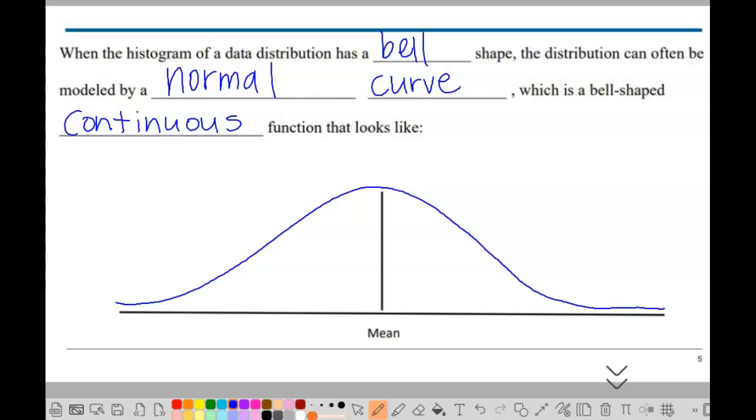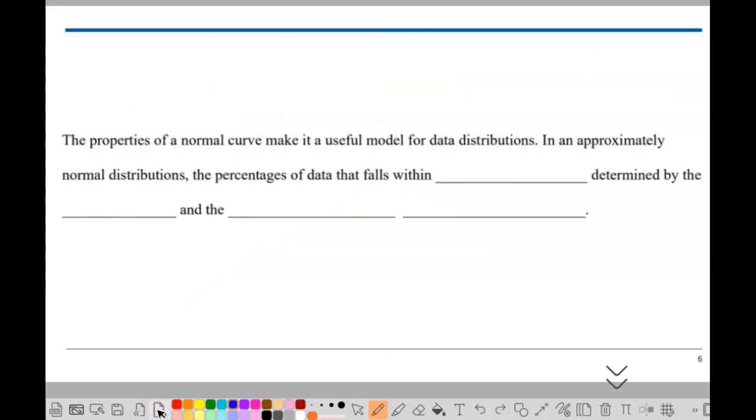Okay, we're going to go into depth into what the normal curve holds inside. So the properties of a normal curve make it useful to model for data distributions. And so in these distributions, the percentages fall within intervals. What do you think of when you hear the word interval? What does it mean? Without using the word interval, what does it mean?